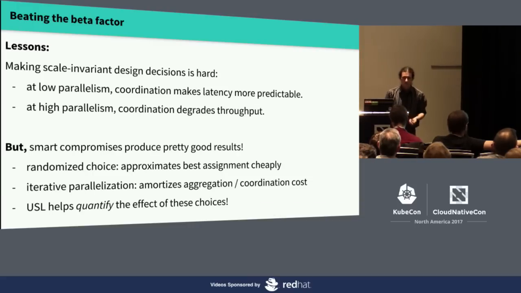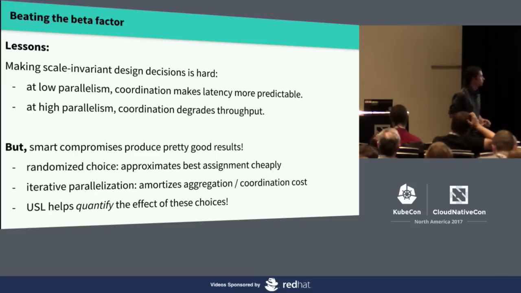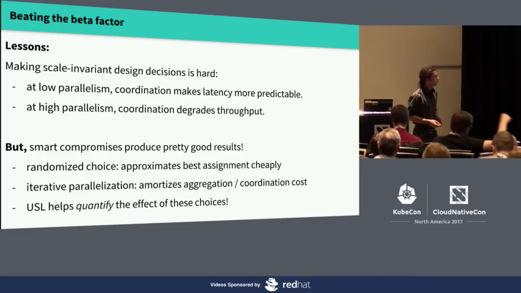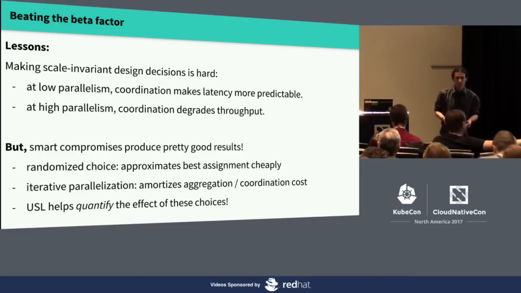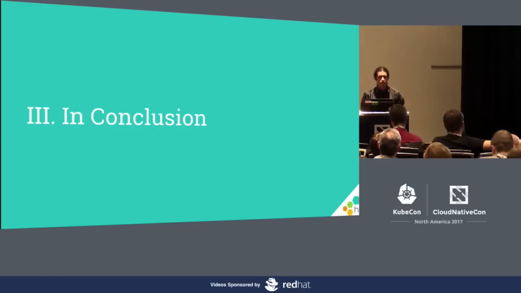So what have we learned? Again, making scale-invariant design decisions is really hard because performance characteristics at low scale and at high scale are very different. But with smart compromises, we can produce pretty darn good results. With randomized choice, we can approximate optimal assignment very cheaply. With iterative parallelization, we can amortize coordination cost across more of our service. And the universal scalability law in both cases helped us quantify the effect of these choices and figure out how to design better systems before actually building them.